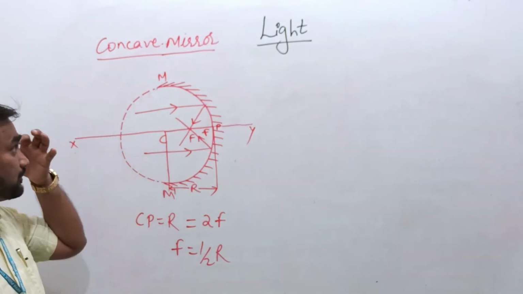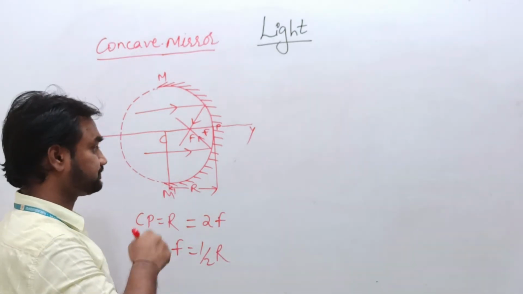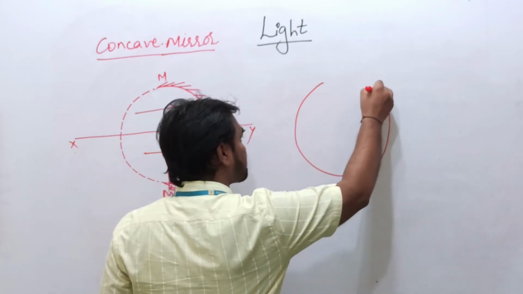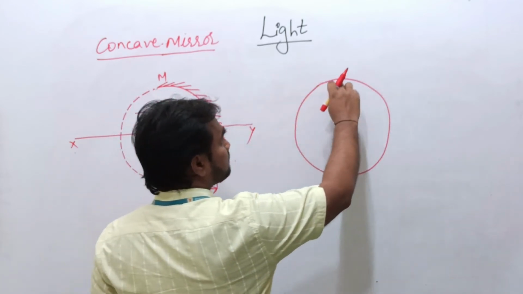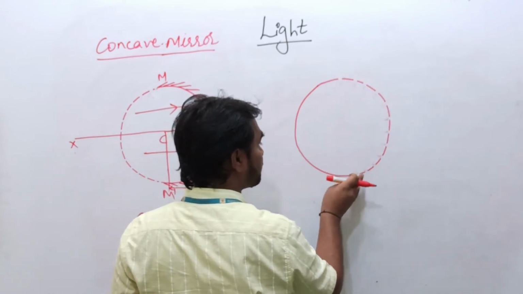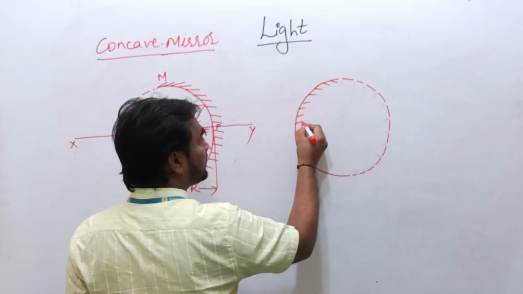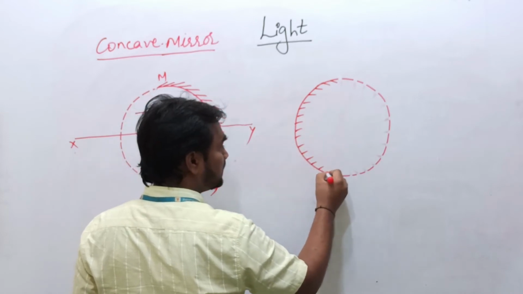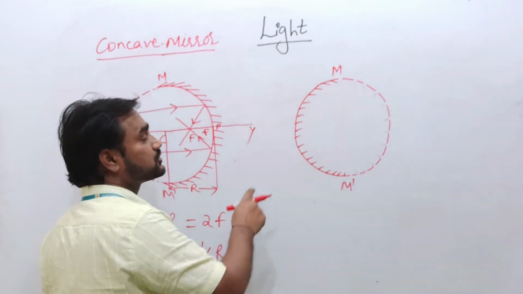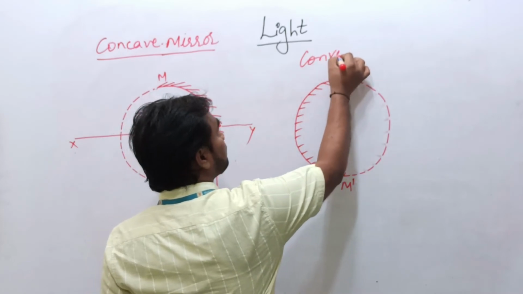So this is all about the concave mirror. Similarly the convex mirror. In the convex mirror, what happens? This is the non-reflecting surface, and here is the reflecting surface, this is the aperture. So this is the concave mirror, this is the convex mirror. Why is this called a convex mirror?